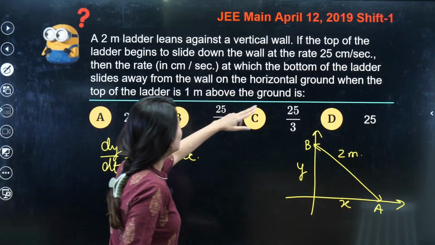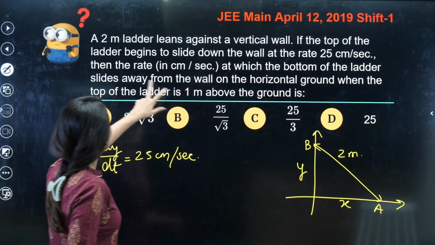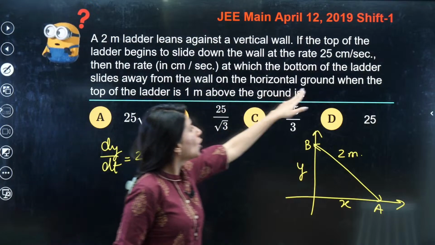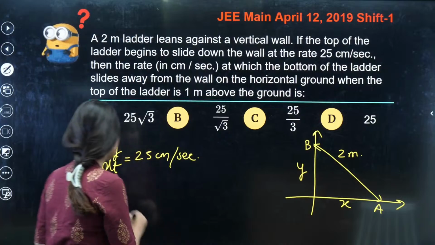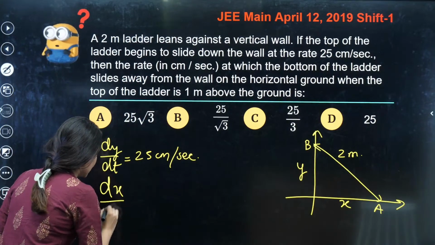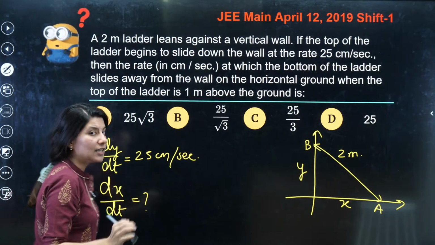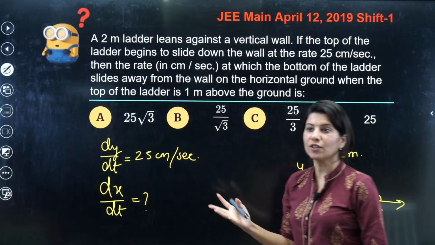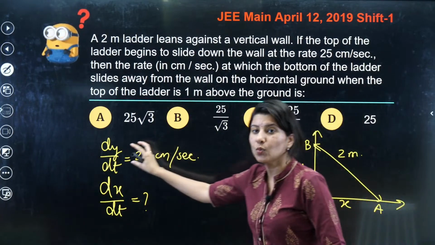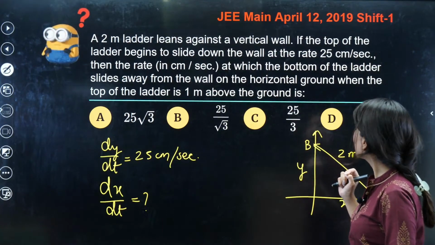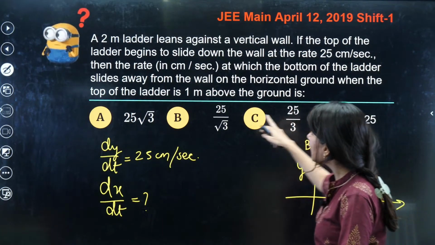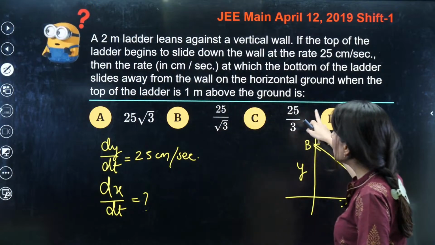And now they are asking the rate at which the bottom of the ladder slides away from the wall. That means they are asking dx by dt. As I already told you, in the majority of rate measure problems, you will see one rate given and another rate will be asked from you. What they are asking is, top of ladder 1 meter above the ground is.